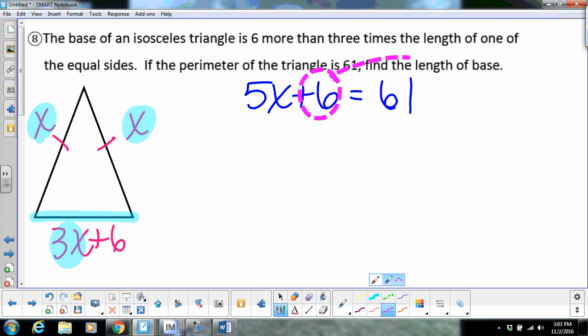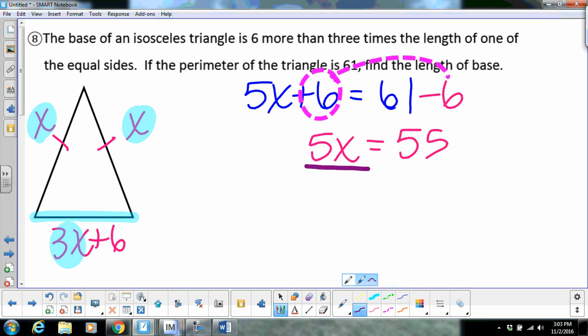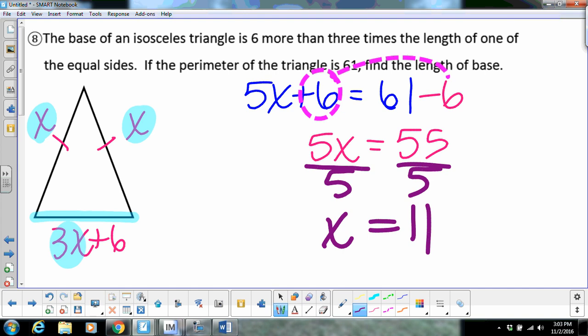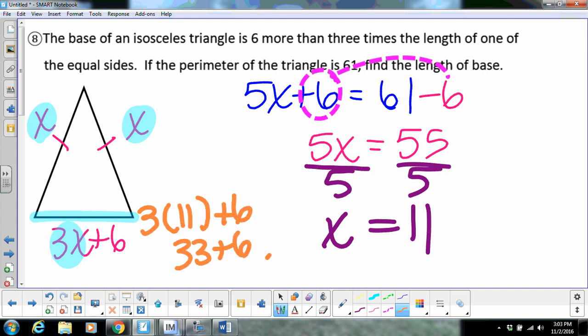Now it is a simple two-step equation. So x equaled 11. Okay, it wanted to find the length of the base, so 11 is not our answer. We're going to have to plug 11 in. 3 times 11 plus 6, which is 33 plus 6, or 39. Okay, so that's one of the types of triangle problems that we do.